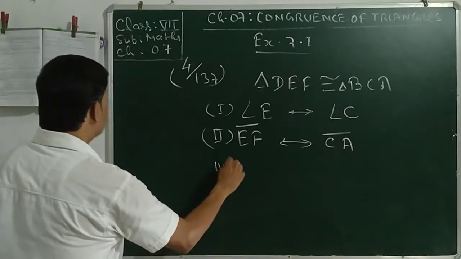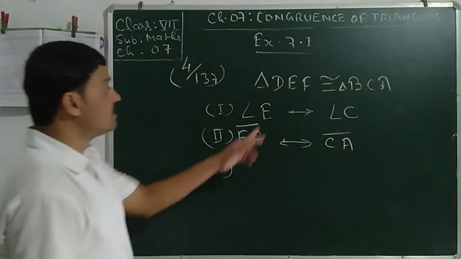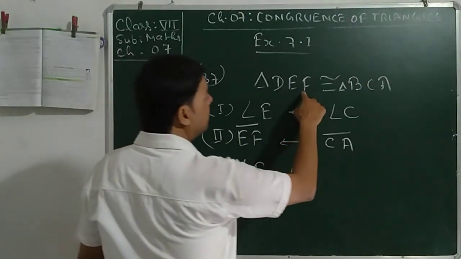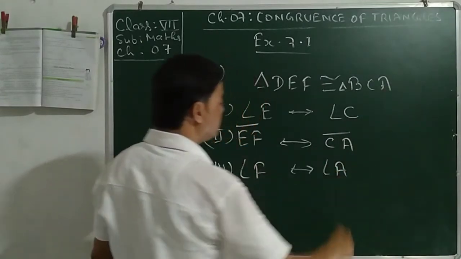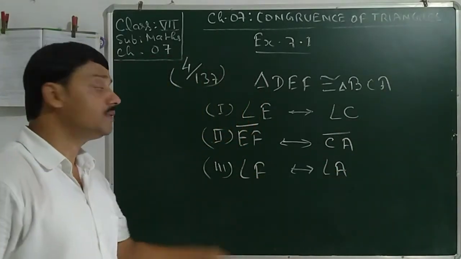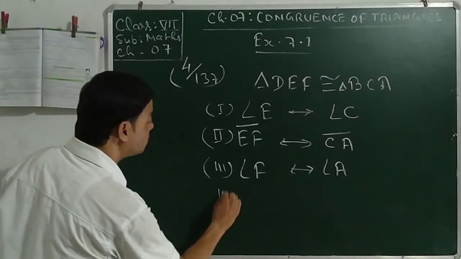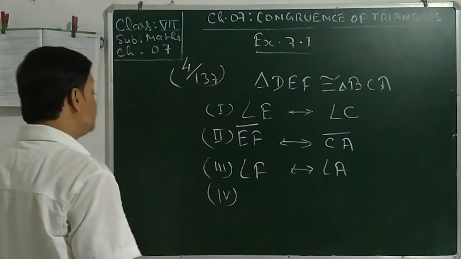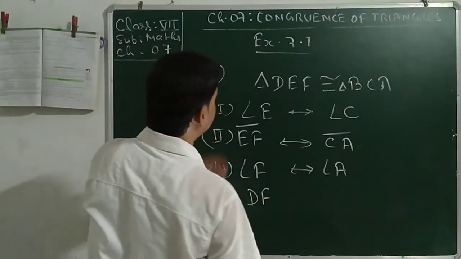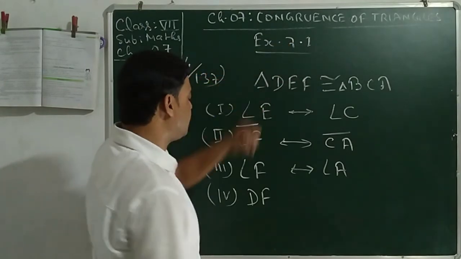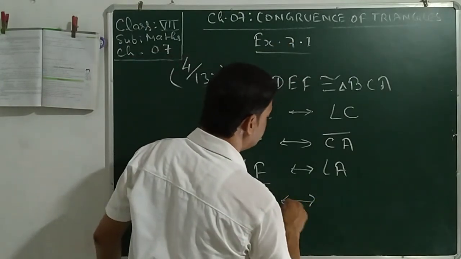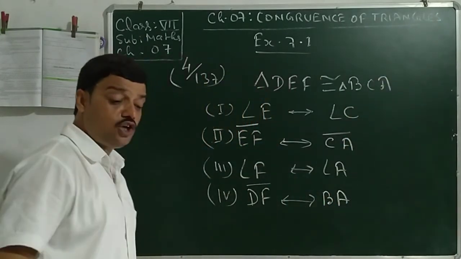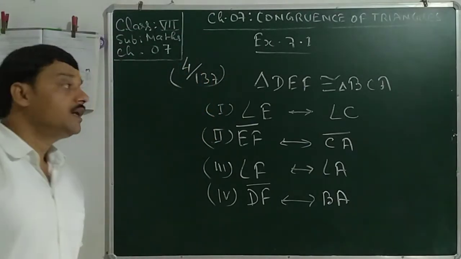Third, angle F is there. See, angle F will be matching with the third alphabet, angle A. See, without drawing the triangle, I am explaining to you. If you draw the triangle there, very easily you can locate them. And the fourth one, DF. See the DF, D and F, the first and third alphabet will be matching with the first and third alphabet, that is BA. In this way, you can write the congruent parts.